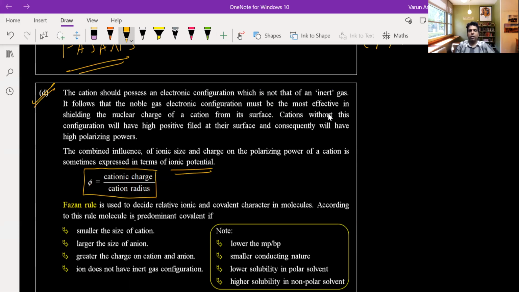Basically, polarization depends upon the radius of the cation. The smaller the radius of the cation, the more the polarization. And the more the charge of the cation, the more the polarization. So it is the combined factor: ionic potential is the combined factor of charge and radius. The polarizing power of the cation is directly proportional to its ionic potential.